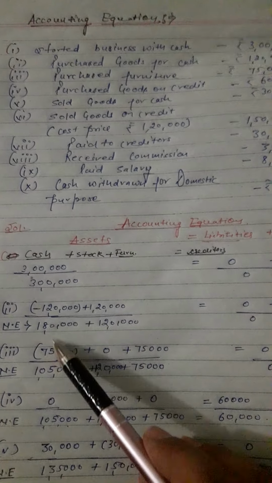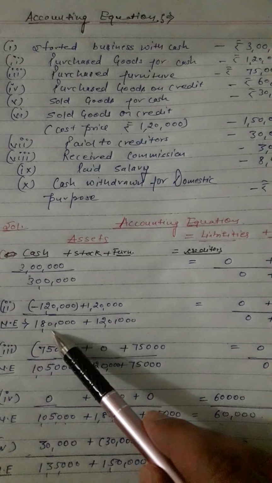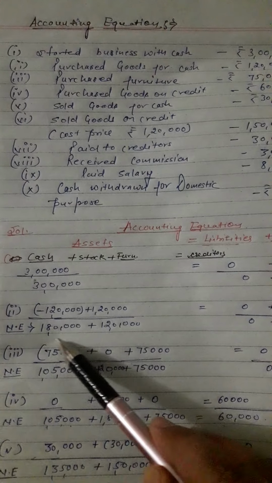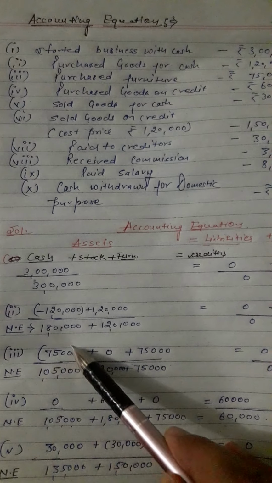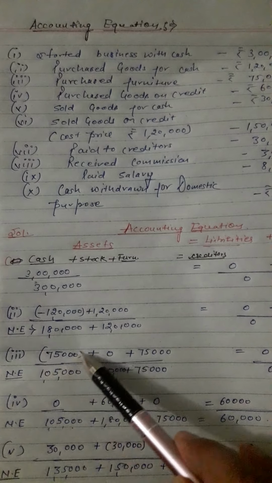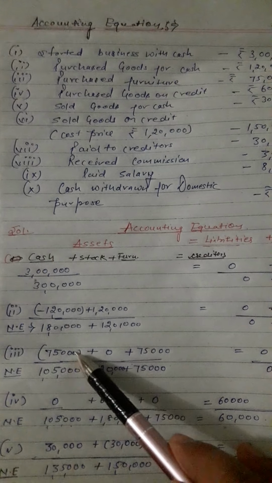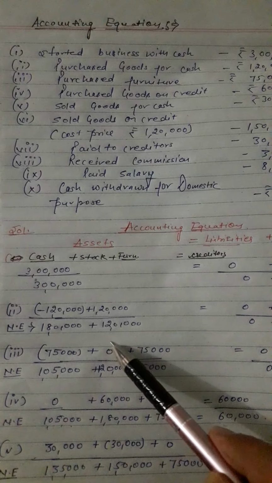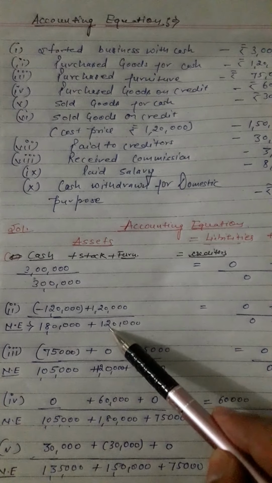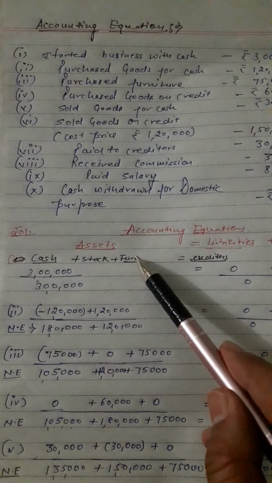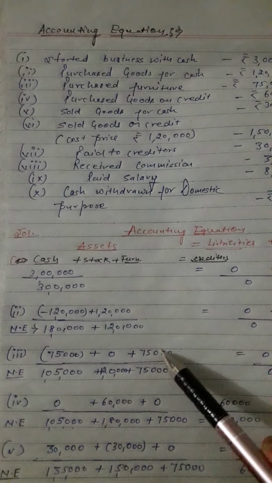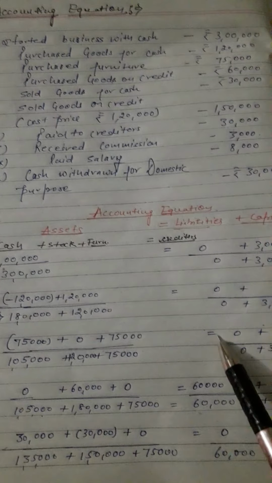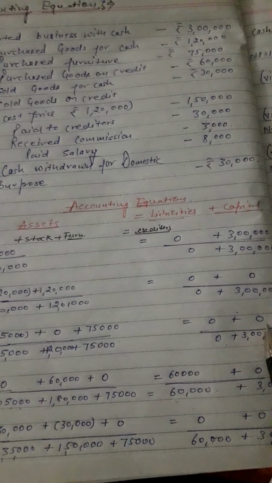Now next one, purchased furniture for rupees 75,000. So now cash again will decrease. So 1,80,000 less 75,000, because purchased furniture you have to pay cash. No impact on stock, so write here 0. Under the head of stock, add furniture because furniture purchased. No impact on liability, no impact on capital.